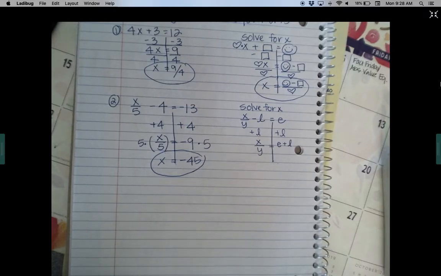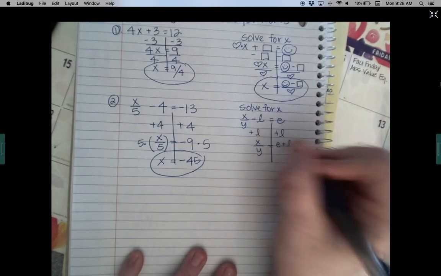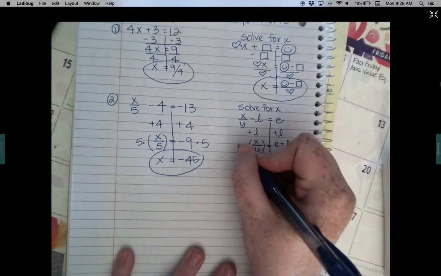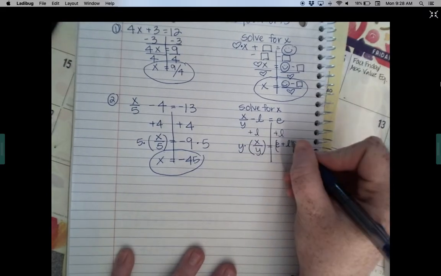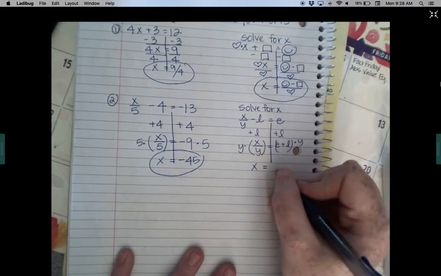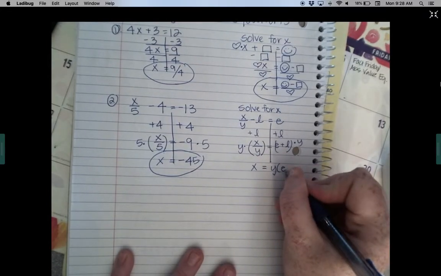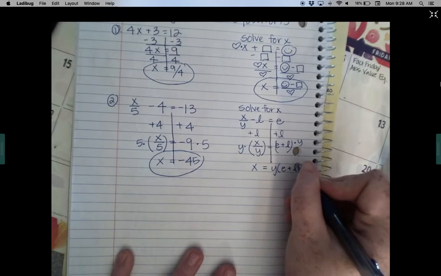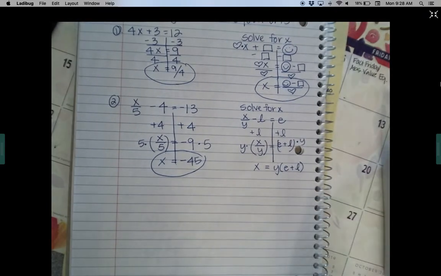Now I want to get the x by itself, so what do I need to do? Multiply by y. So I have x equals y times E plus L. And I would just leave it like that. You could distribute. You don't have to. Okay.